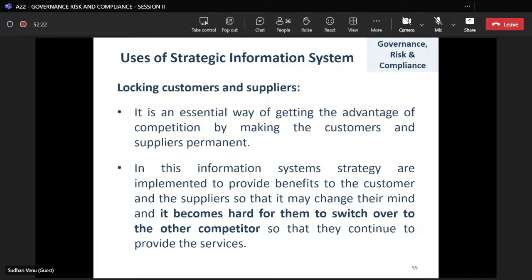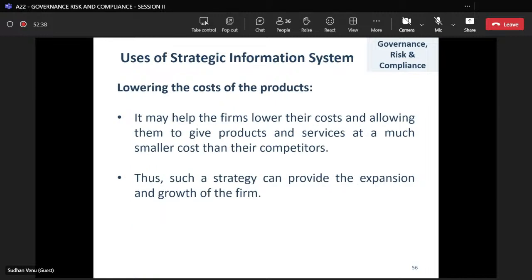So locking customers and suppliers, as I mentioned, makes it hard for them to switch over to other competitors. So they continue to provide the services, and you are giving satisfaction to the customer with the right strategy information system and lowering the cost of the product. If you're giving any services, the organization pinpoints the particular activities at the business level, when competitive market strategies can be applied, and where the strategic information system can be more effective.